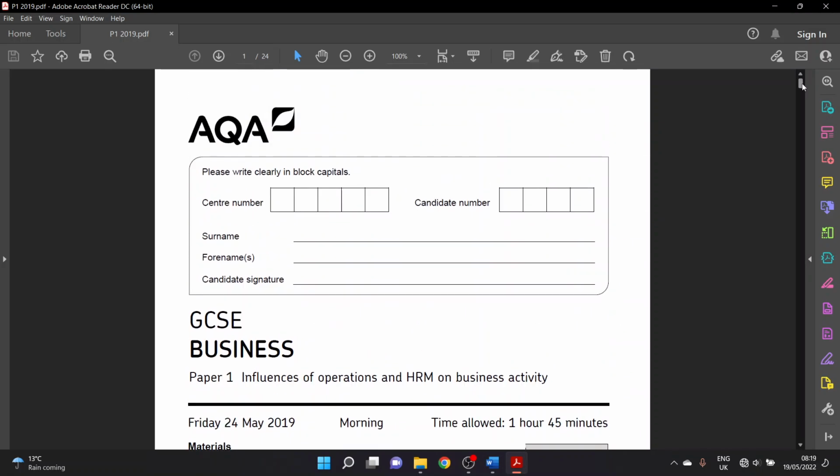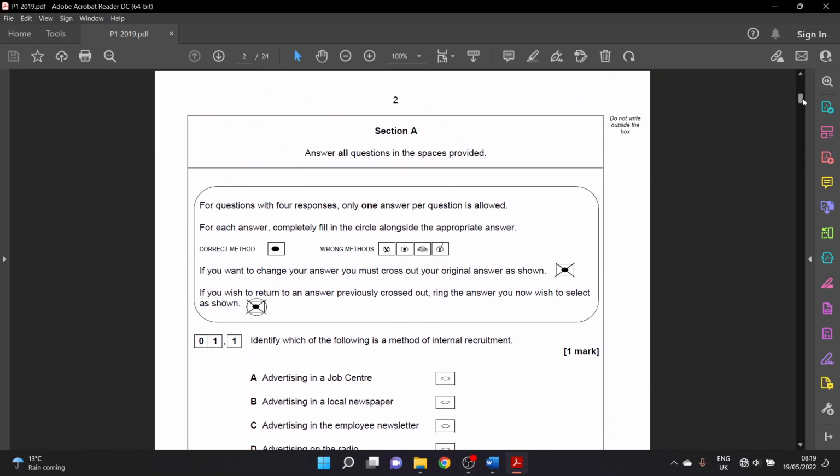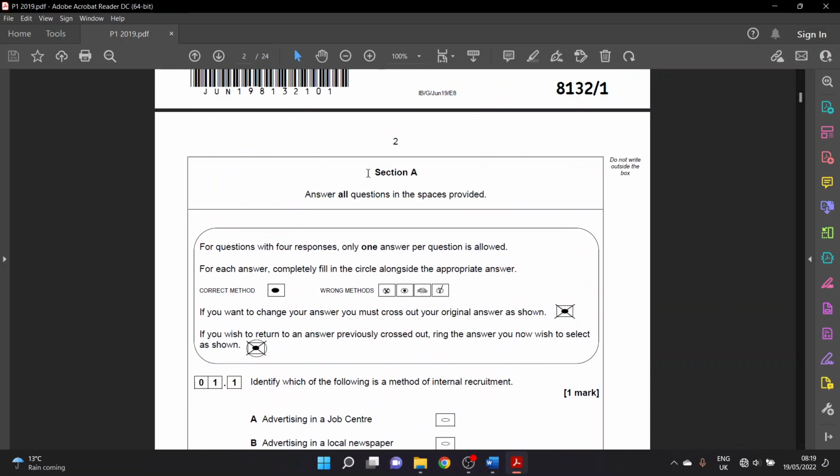So that's the standard page on the front of the exam that you'll see when you walk in. And then you open up the paper and you start off with section A. Section A is 20 marks. Now, I'm looking at the 2019 paper here. I'm anticipating the structure of the paper is going to remain the same. I'm recording this in 2022, but it should remain relatively similar in years to come.